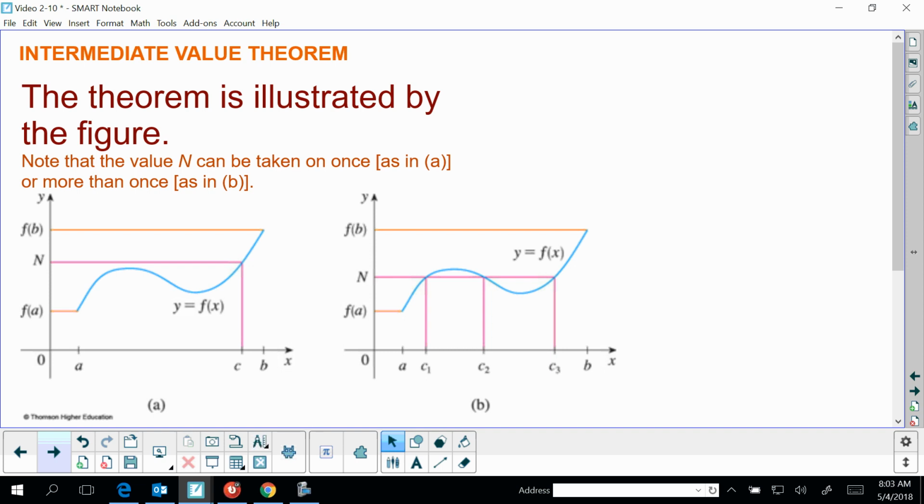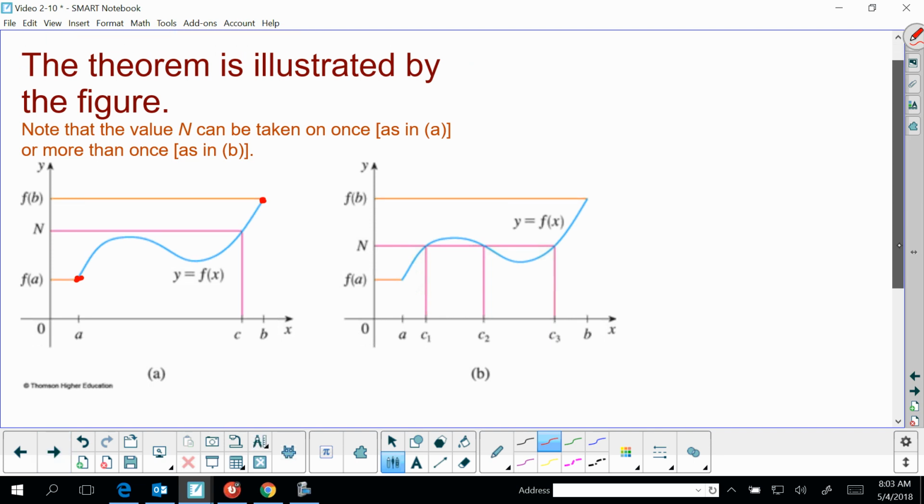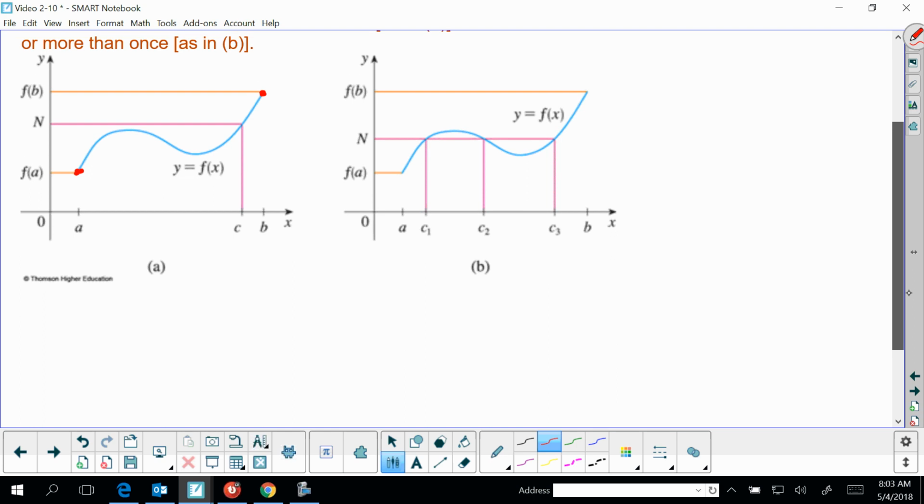On the left is a case where maybe it only takes on the value once. Here's f(a), the y value of our endpoint, and f(b), the y value of our other endpoint. Notice it's a continuous function on that closed interval. We pick some y value n in between, and we are guaranteed the function must hit n at some point. The picture on the right shows that it might happen multiple times. It's not necessarily going to hit it just once, but we're guaranteed that it hits it at least once.